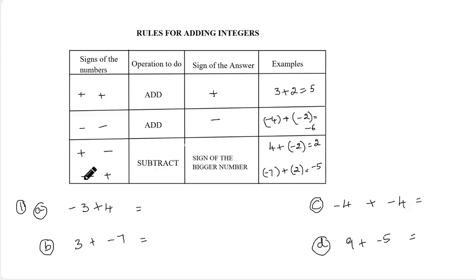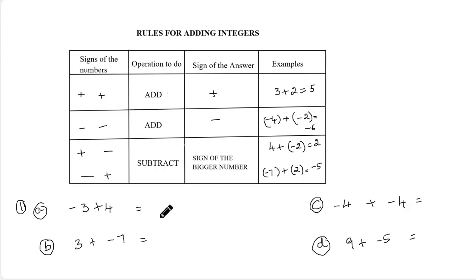Then when you have one minus and one plus, again it is subtraction, and the answer should have the sign of the bigger number. For example, minus 7 plus 2. When you subtract 2 from 7, how much is left? 5. And the bigger number is 7 here, so the sign is minus, so the final result will also be minus.